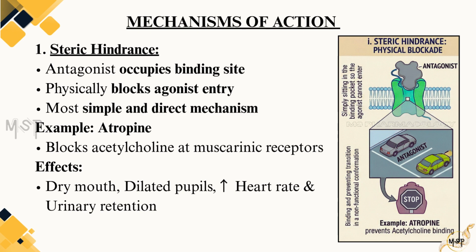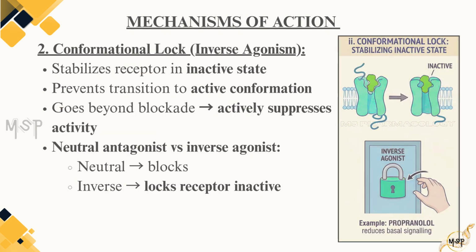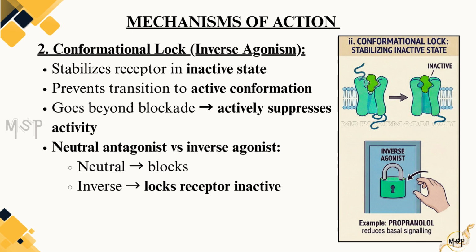Think of steric hindrance like a car parked in a space. No other car can park there until it leaves. Example: atropine occupies muscarinic receptors, preventing acetylcholine from binding. This is why atropine causes dry mouth, dilated pupils, increased heart rate, and urinary retention, all effects of blocking acetylcholine's normal actions. Mechanism 2. Conformational lock.